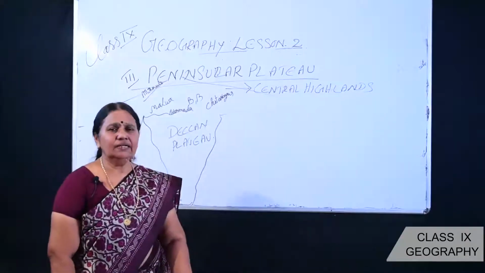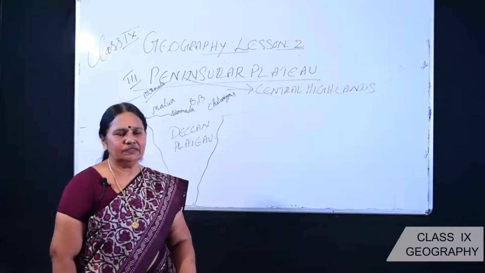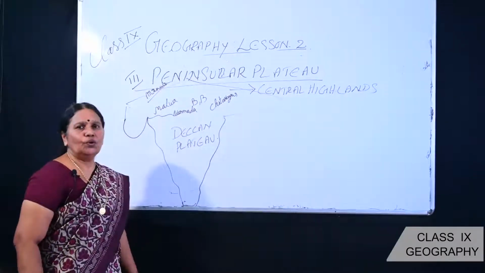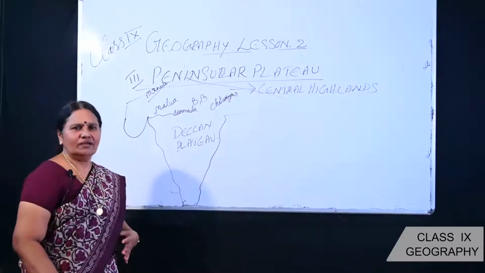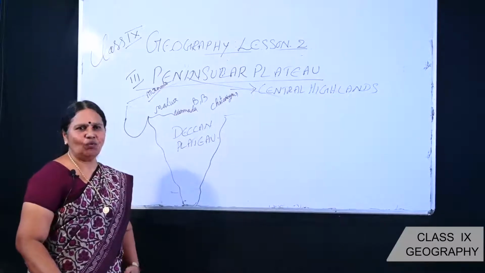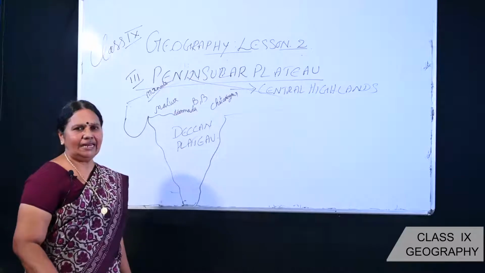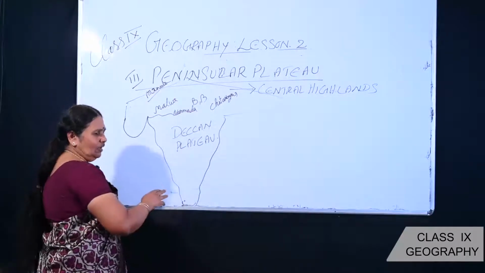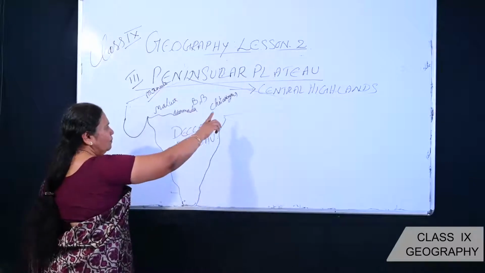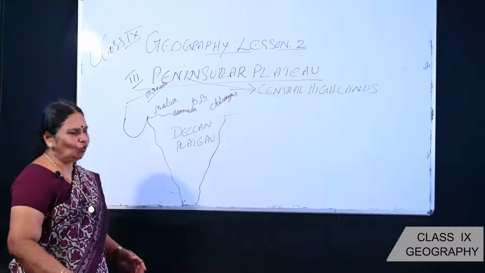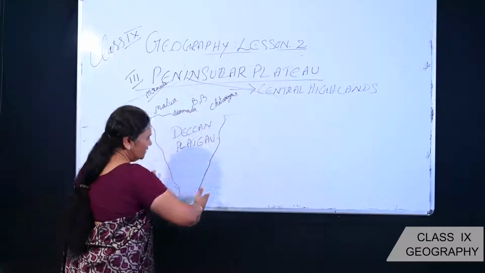See, the third important physical feature of India is the peninsular plateau. What do you mean by peninsular? Island, you know that when the land area is covered on all sides by water, then we call it an island. Suppose an area is covered by water on all sides but one side by land, then that is called a peninsula.